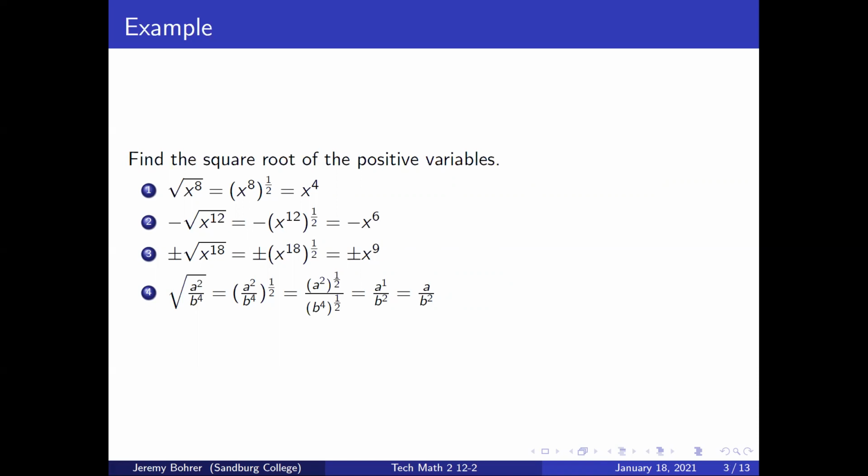The square root of a squared over b to the 4th is a squared over b to the 4th to the 1/2 power, which is a squared to the 1/2 divided by b to the 4th to the 1/2, which is a to the first over b squared, or a over b squared.